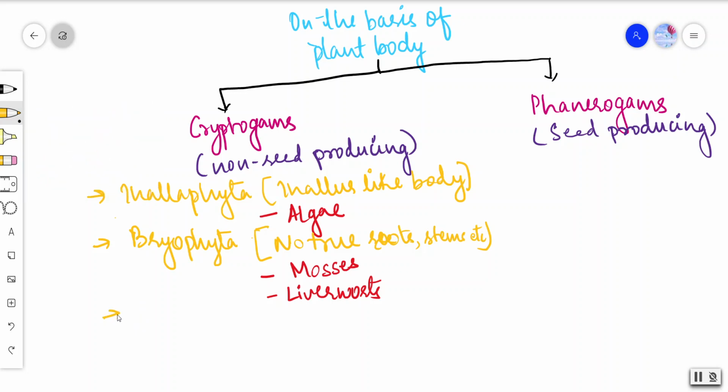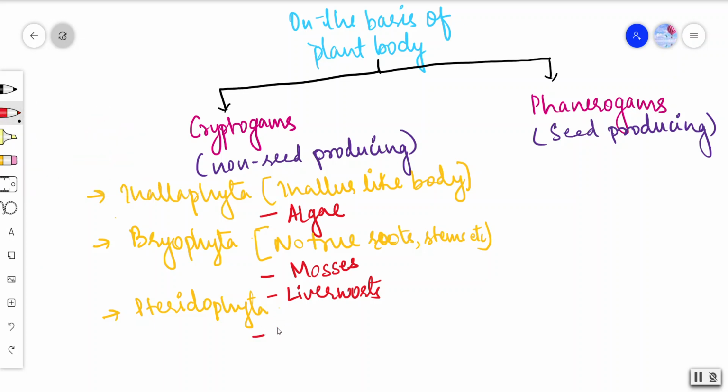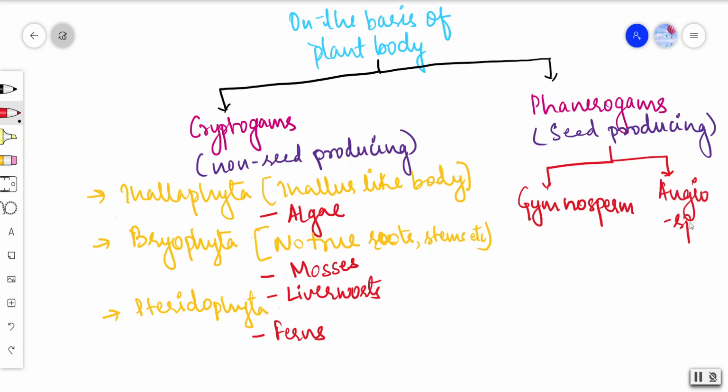Next one is pteridophyta. Pteridophyta also comes under the cryptogams, and the example of pteridophyta is ferns. Clear? Up to here I guess it's clear. Now phanerogams are further divided into two, that is gymnosperm and angiosperm.